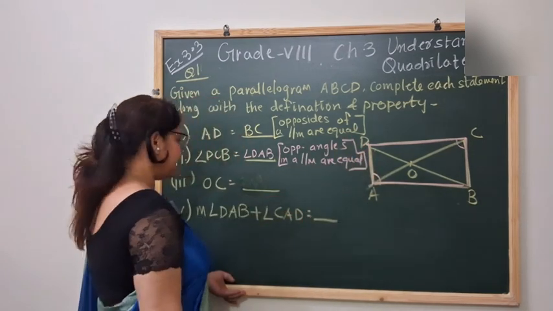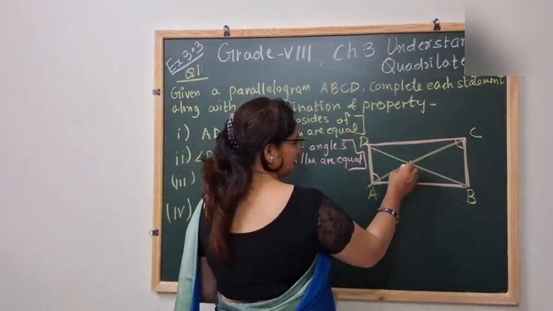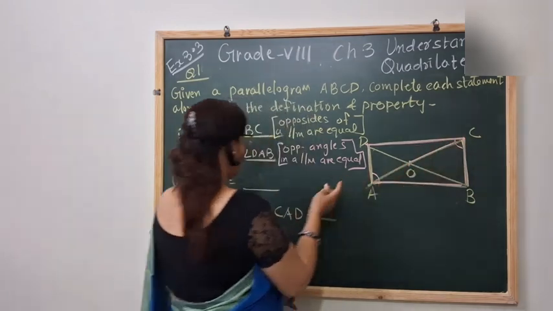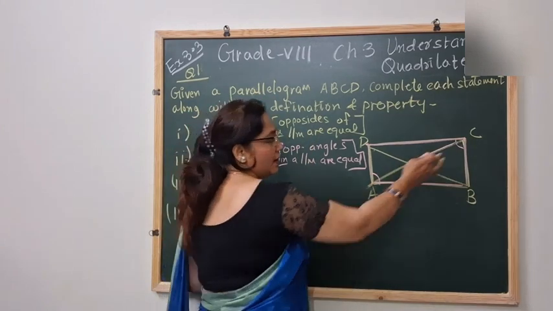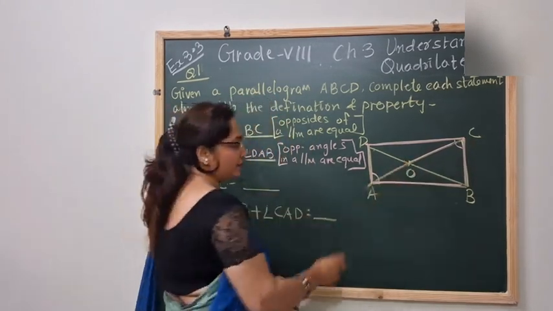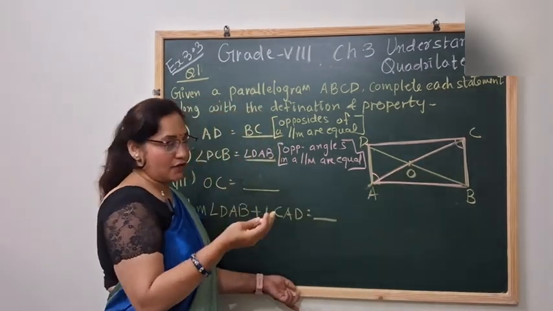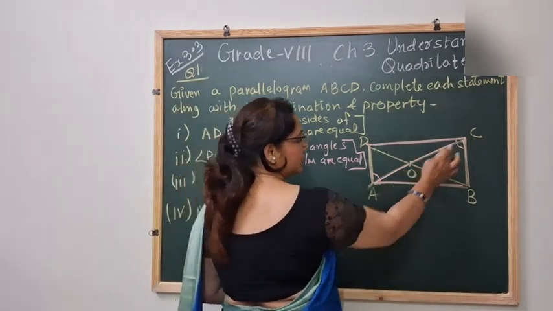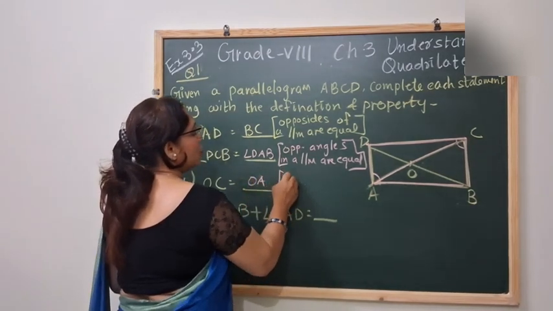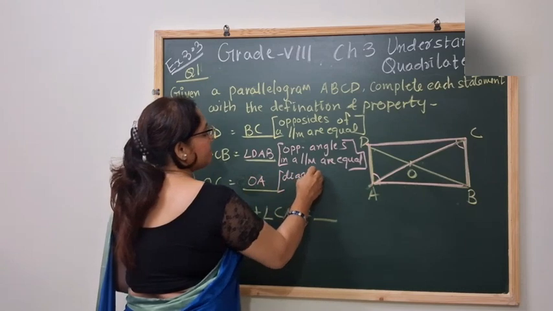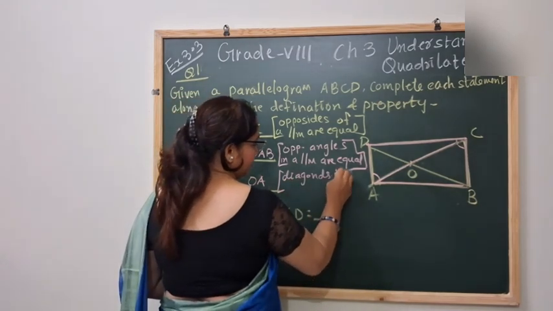Okay. Now next is OC. This is OC. OC is equal to what? This side will always be equal to this one because diagonals bisect each other, right? When diagonals bisect each other, they divide the diagonals into equal halves. So they both are equal. OC is equal to OA. So you can write OA. And the reason: diagonals bisect each other.